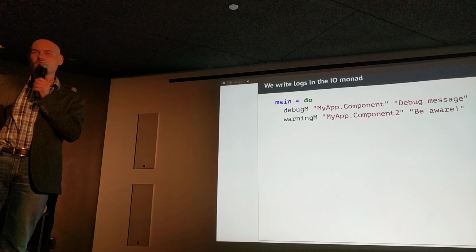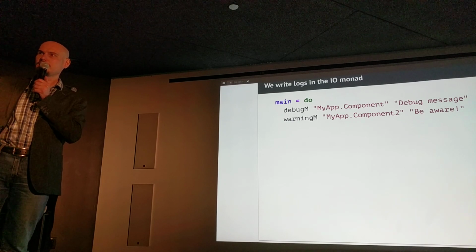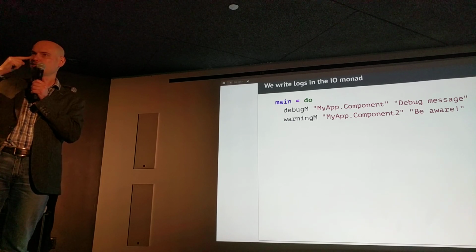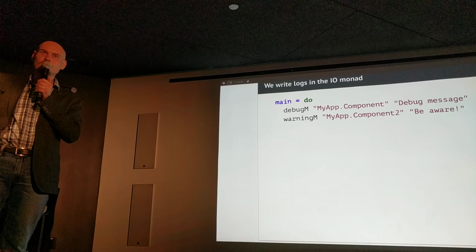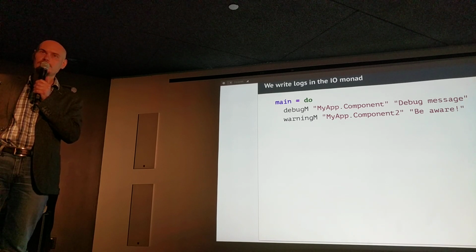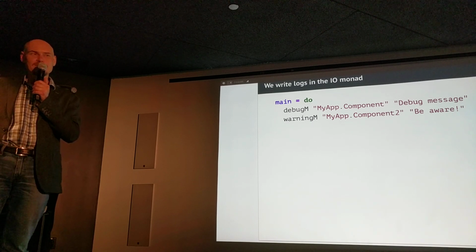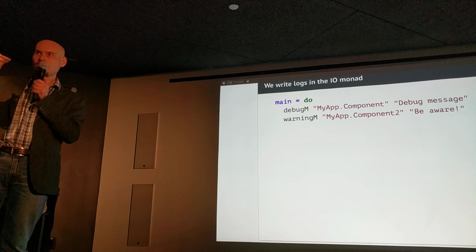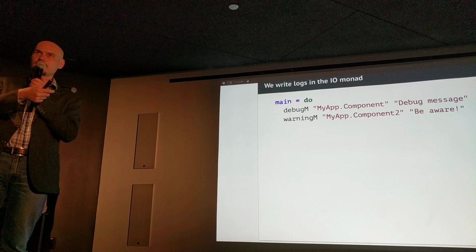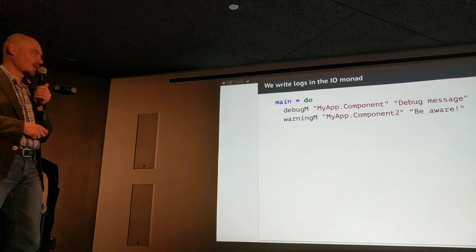So these are default things: standard error is used by default, debug is not logged, and warning is logged. It's something that we should know, but we can't see that from the code, and that's a problem.